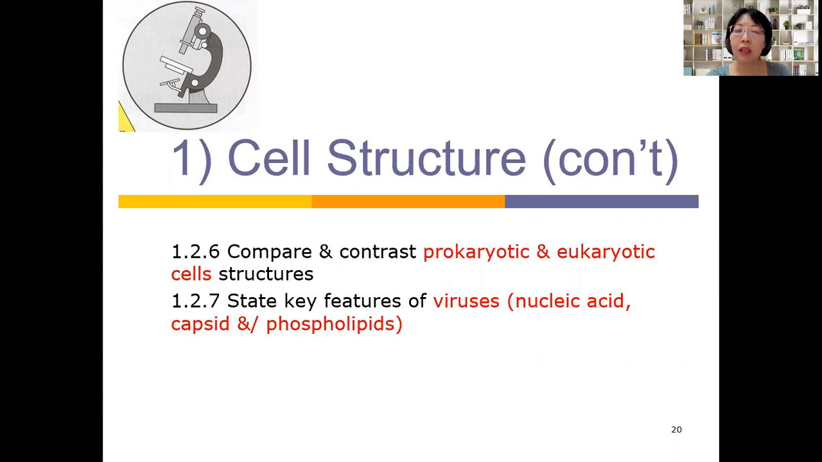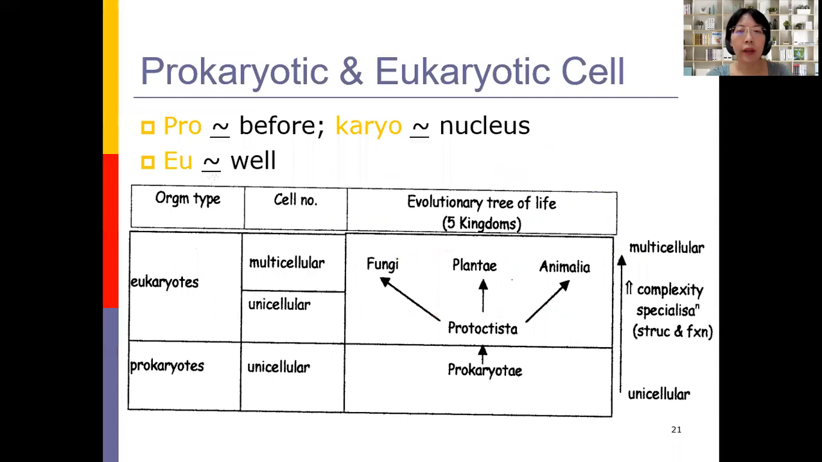So we want to know the basic structure of the virus, which is made up of nucleic acid, capsid, and phospholipids. Okay, so let us look at pro and eukaryotic cell. Now, prokaryotic, the word pro stands for before, right? Karyo stands for nucleus. So prokaryotic cell means a cell before the nucleus is formed. That means this cell has no nucleus because it's prokaryote, okay?